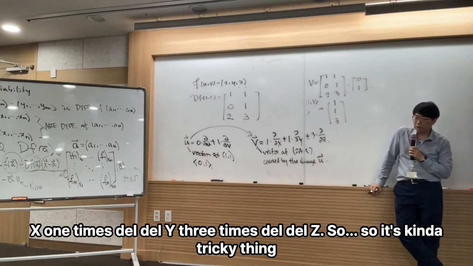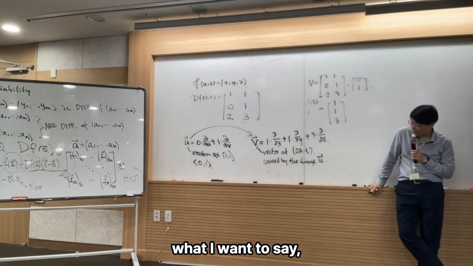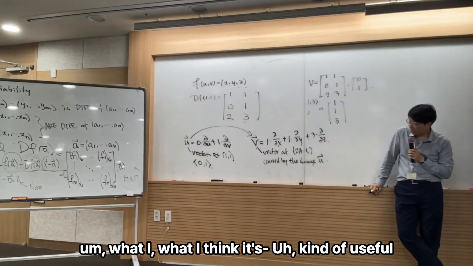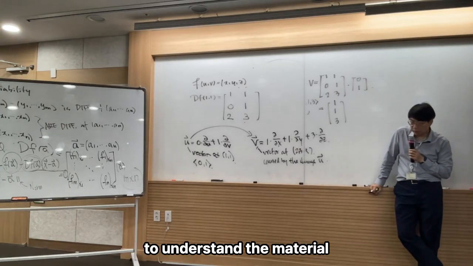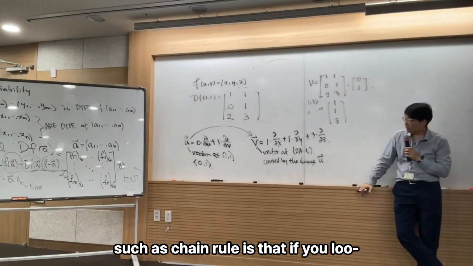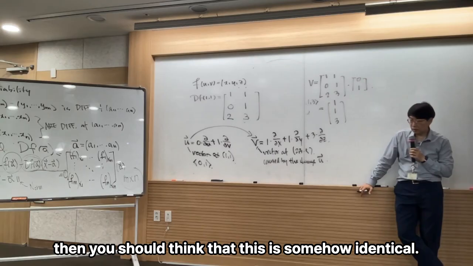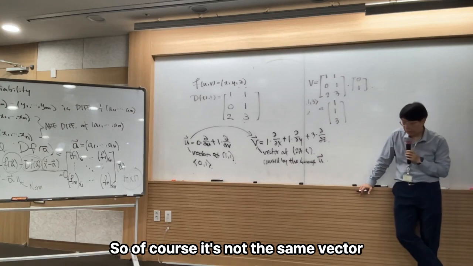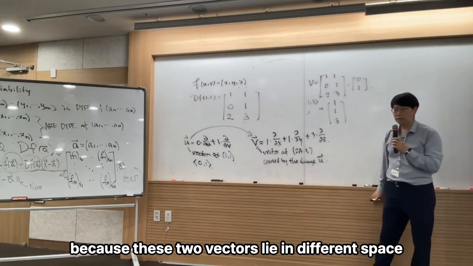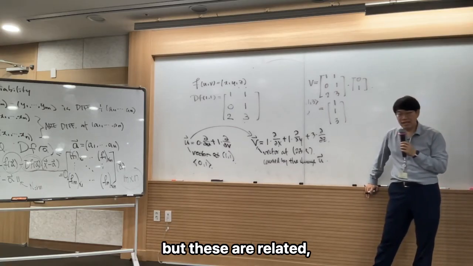It's kind of a tricky business here, but what I think is useful to understand for the material we're going to cover later, such as the chain rule, is that if you look at these two vectors, you should think of them as somehow identical. Of course it's not the same vector, because these two vectors lie in different spaces and at different points. But they are related, right?